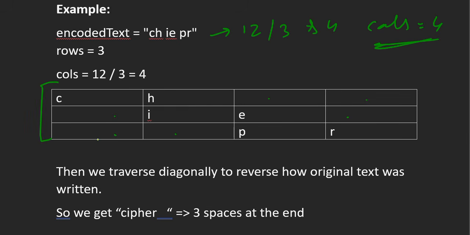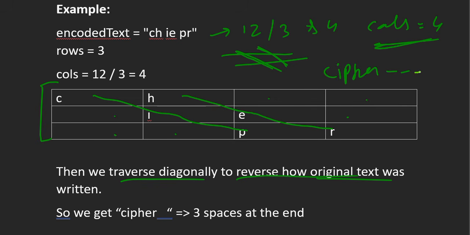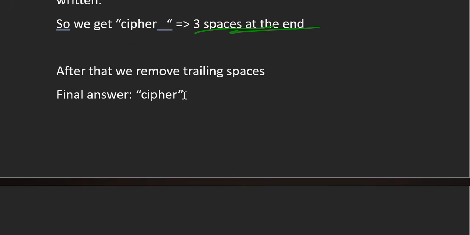After constructing the matrix, we will traverse diagonally, right? We will traverse diagonally to reverse. As we know, in the original text we fill the original text diagonally and then traverse by rows. So to simulate that, we now traverse diagonally to get our original text. If we traverse diagonally, we get CIP, then HER, space. But in our question it is given that it should not have any ending spaces, so we remove these spaces. So we get our answer, that is CIPHER, right?